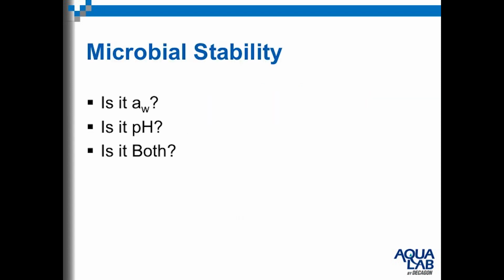Okay, so when it comes to microbial stability, is it water activity that gives you the control and the safety? Is it pH that gives you the control or the safety? Or is it both? And are they working together? As we're going to discuss today, we're going to find out why water activity may be a candidate for providing microbial stability, why pH may be a candidate for providing microbial stability, but then ultimately them working together is what gives you the greatest level of protection against microbial growth.